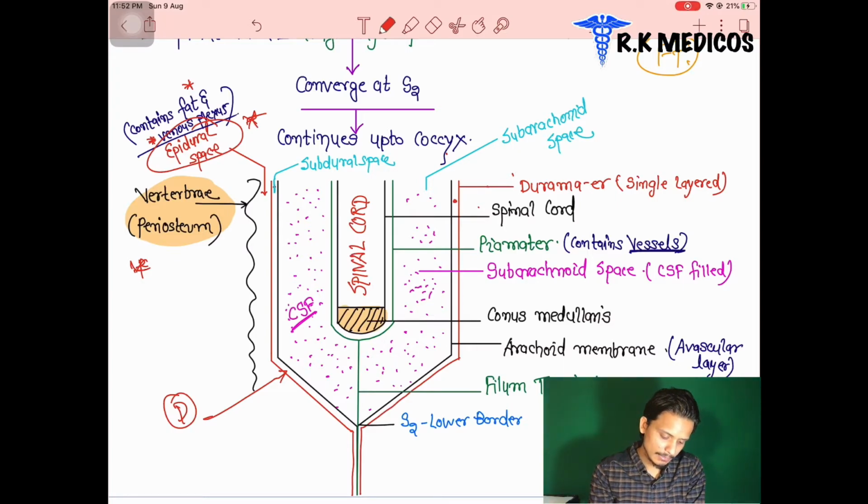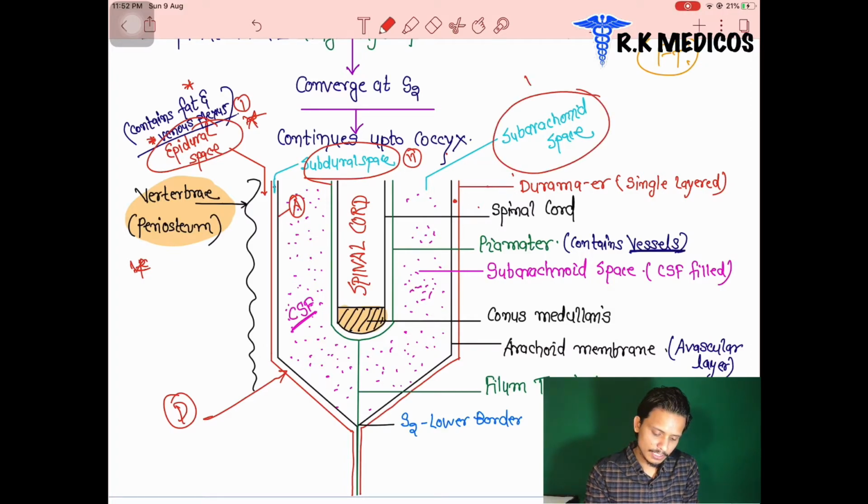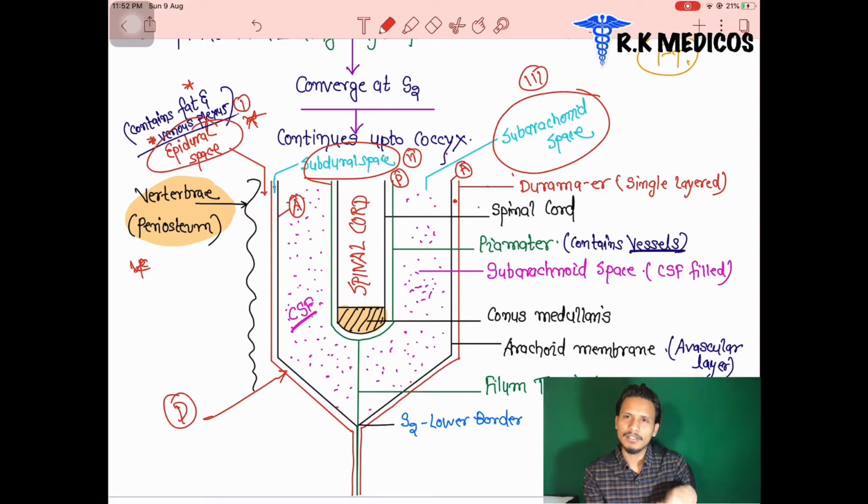Outside the dura mater and the arachnoid, between them, there is a subdural space, the second one. In the subdural space, what is the structure they are containing? Next one we can see the subarachnoid space, the third one, which is present between the arachnoid and pia mater, AP. That is the subarachnoid space.